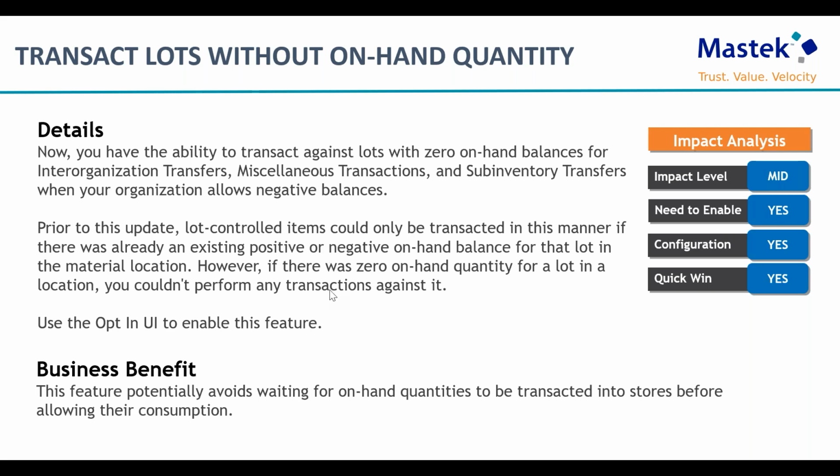So you need to enable this feature, and also the respective inventory organization has to have allowed negative balances. With these two combined, you will be able to transact lot controlled items even when the on-hand quantity at a certain sub-inventory or locator is 0.